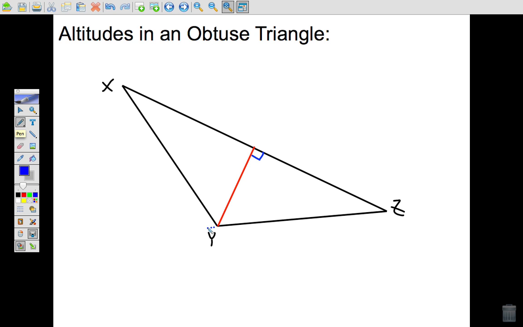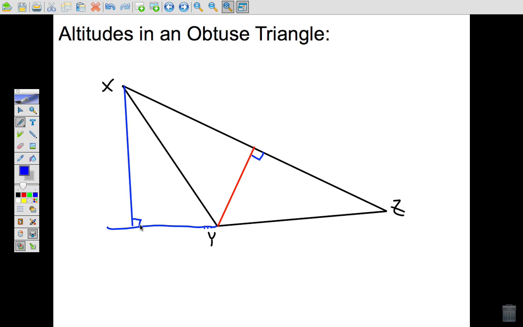So I'm going to extend this side out. So the altitude from X is going to look like this, such that it hits that extended line or extended side so that it's perpendicular. So what is the altitude from X going to be, inside the triangle or outside the triangle? Well, it's actually outside the triangle.